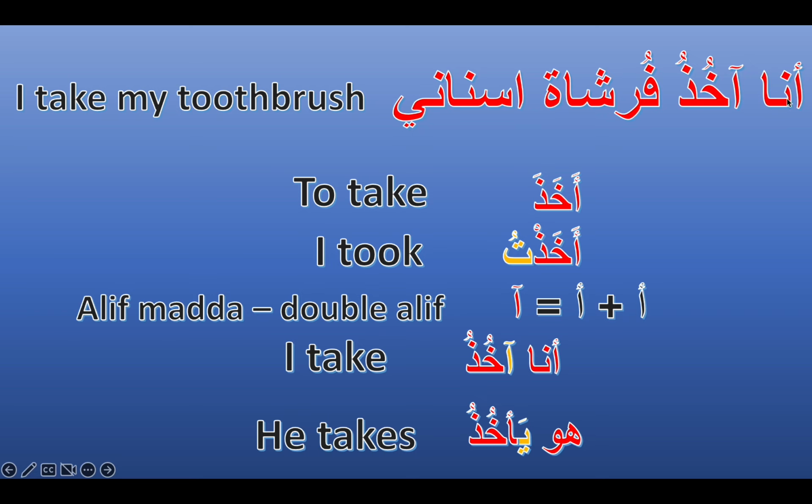I take my toothbrush. أنا آخذ فرشة أسناني. The verb to take is أخذ. In the past, أخذت. However, conjugating it in the present, we know that we're going to have to add the alif with a hamza on top as the rule for conjugating the first person in the present, and the hamza is already part of the root, so we're going to have two alif hamzas together. So instead, we don't write two of them. We write something called an alif madda, essentially a double alif. So I take, أنا آخذ. Whereas he takes, we don't need the alif madda now, it's just normal. هو يأخذ. You take, أنت تأخذ.